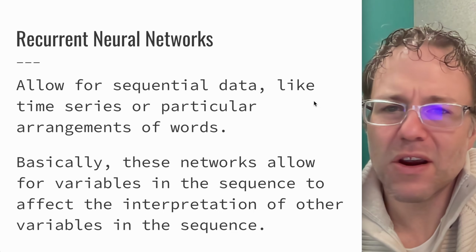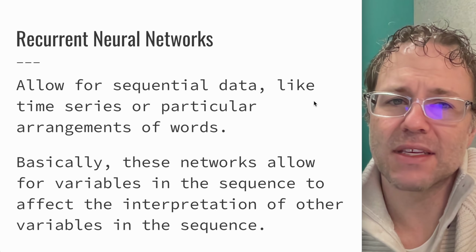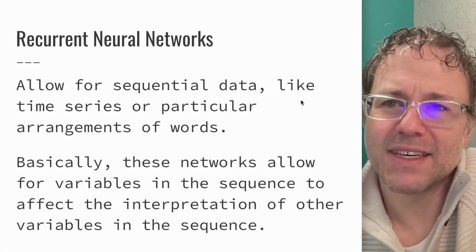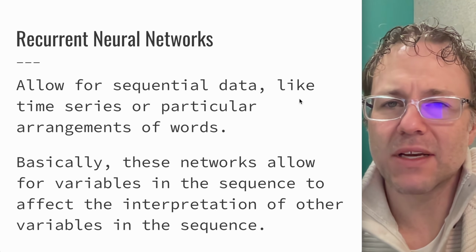So it allows the variables in that sequence to affect the interpretation or understanding of the other variables in that sequence. We'll get into neural networks a little bit later, but basically understand that a recurrent neural network allows for this sort of sequential data that we need to be able to process in text.